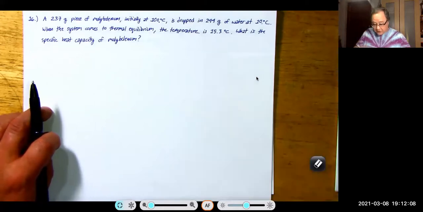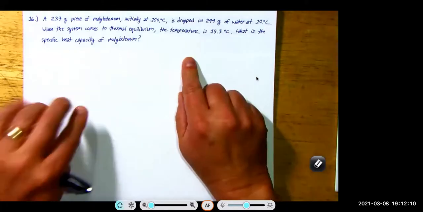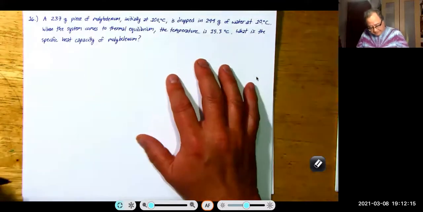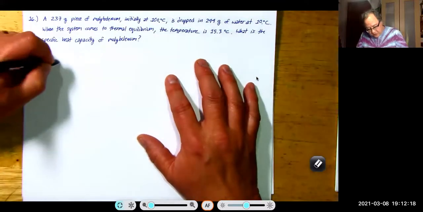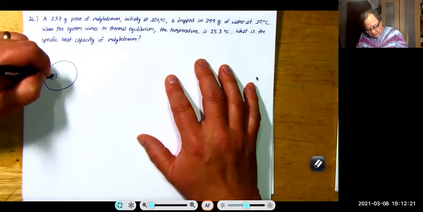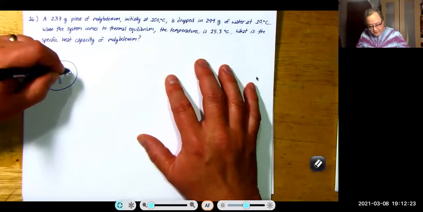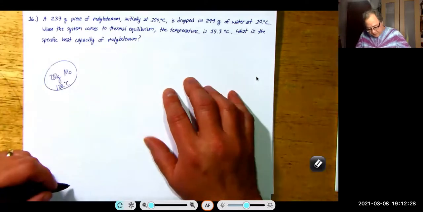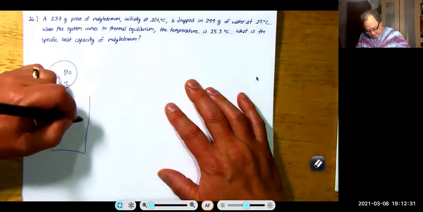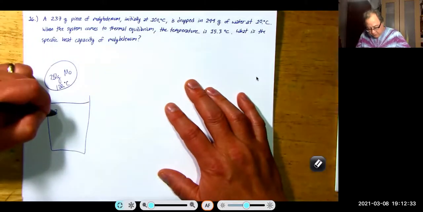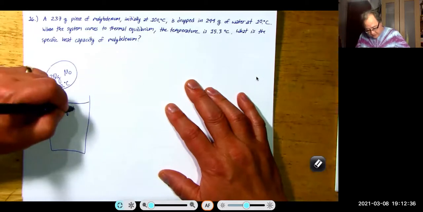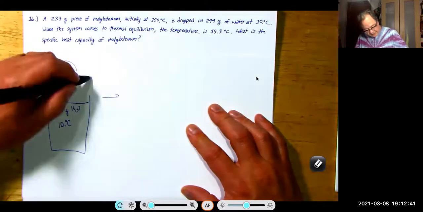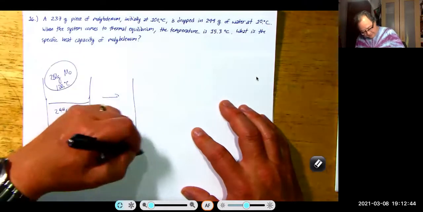Okay, so here we want to figure out, based on this information, what is the specific heat capacity of molybdenum. So you take your 237 gram piece of molybdenum at 100 degrees Celsius, and you drop it into your 244 grams of H2O at 10 degrees Celsius. I better raise that so that it doesn't flow over the top.